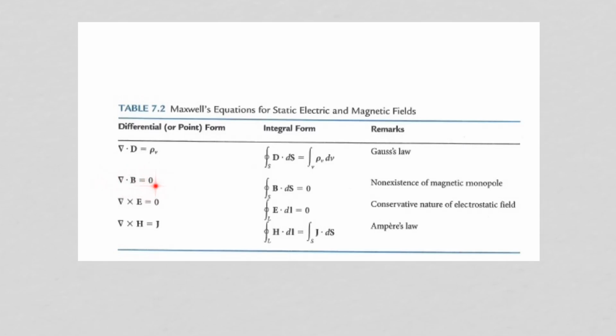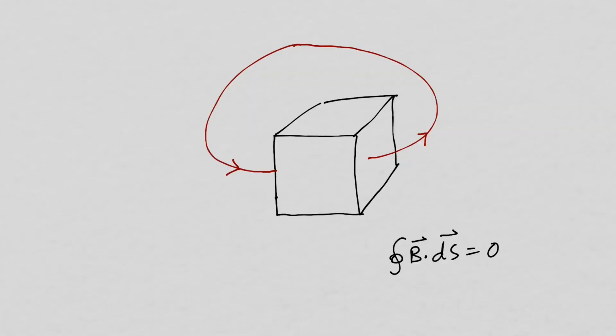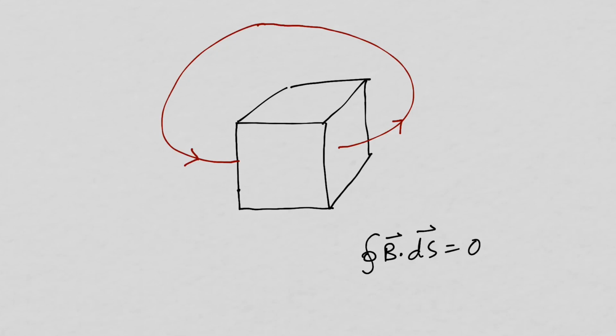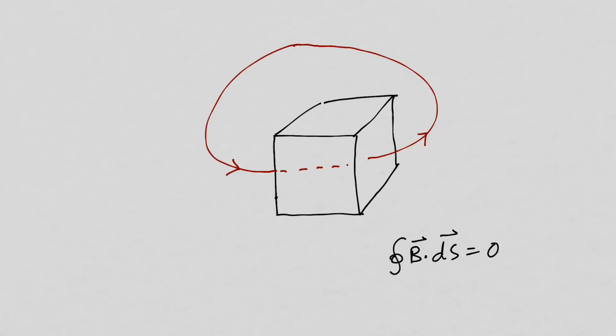Let's visualize this. Here we're looking at a closed Gaussian surface. Since magnetic flux lines close on themselves, this magnetic flux line leaving the right face must re-enter the Gaussian surface somewhere so that it closes on itself. Since every leaving flux line re-enters, the sum of the flux leaving our Gaussian surface is 0.